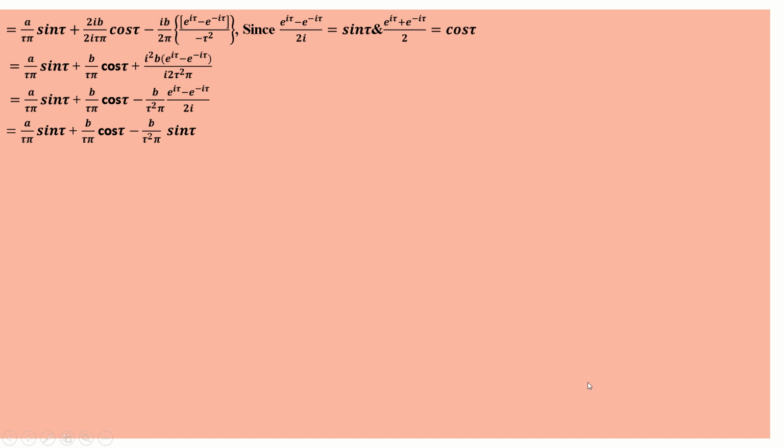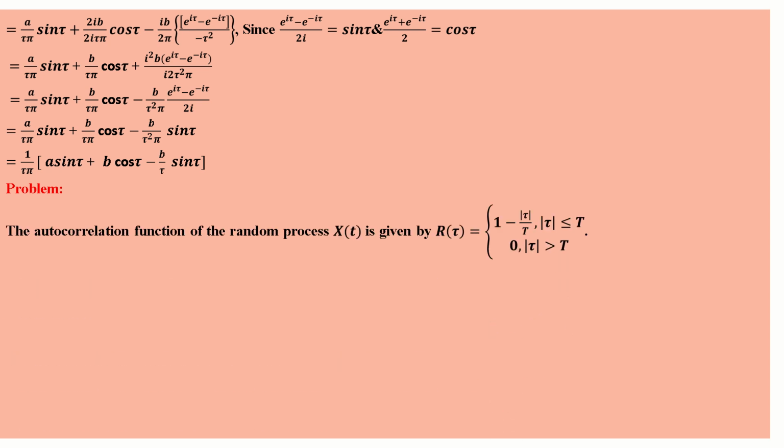Next problem. The autocorrelation function of the random process x of t is given by R of tau equal to 1 minus modulus tau by T for mod tau less than or equal to T, and 0 for mod tau greater than T. Find the power spectrum of the process. Given R of tau is equal to 1 minus modulus tau by T, where tau lies between minus T to plus T, 0 otherwise. That is equation number 1.